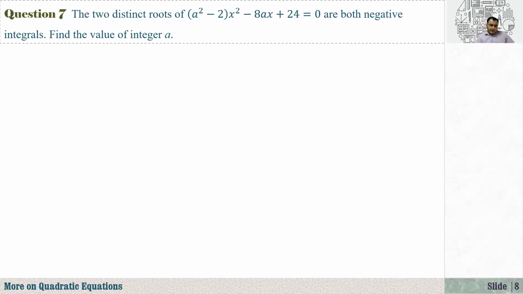Number one, suppose that alpha and beta are integral roots of this quadratic equation. They are integer solutions of this quadratic equation. And also they are negative, so let me just write minus here. That means alpha and beta are negative integers. And also we know that they are not equal to each other.